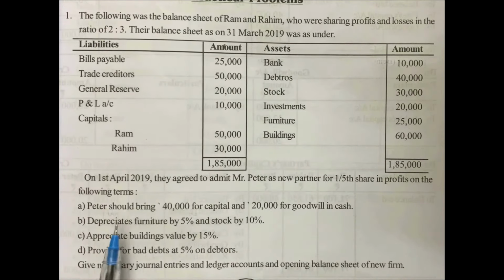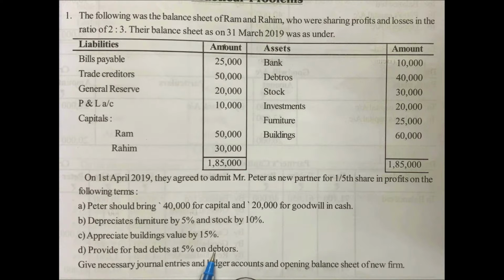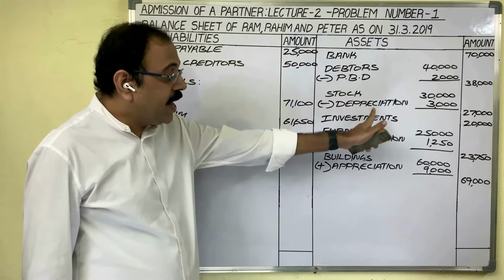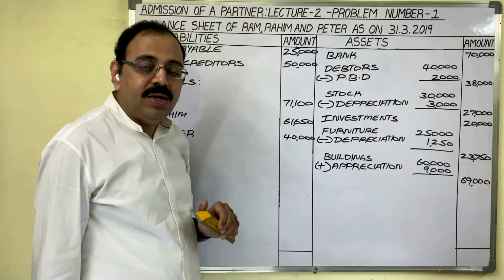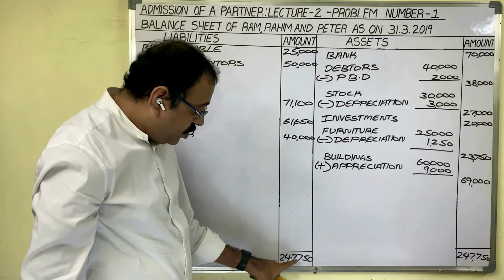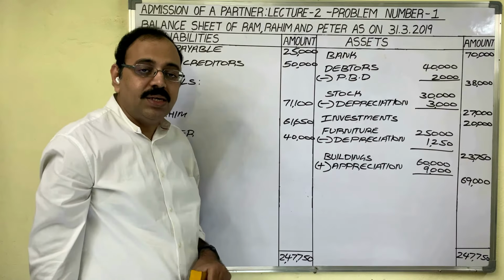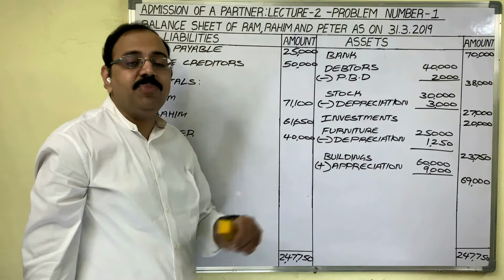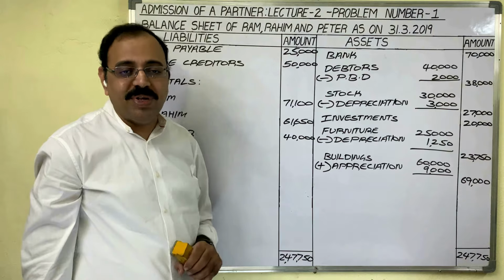Now, observe the additional information also. Is any extra asset given in the question? There is no extra asset in the question. So all liabilities and assets we have shown here. Finally, on the two sides put the totals. 2,47,752 on both sets. So on both sides you should get the same totals. Then only your problem is correct.